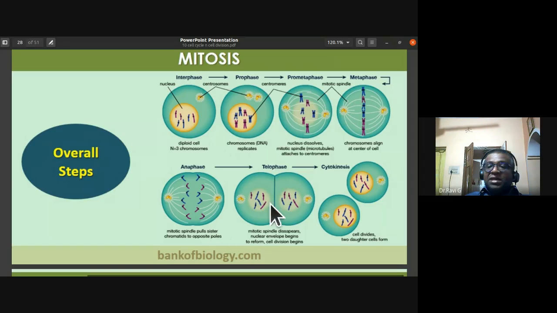Then there is cytokinesis after karyokinesis, where there is reappearance of the nuclear envelope, nucleolus, endoplasmic reticulum, and Golgi apparatus. There is formation of cross walls, and they separate to form two daughter cells. Both will have the same chromosome number as the parent cell. That is the reason we call mitotic cell division equational cell division. So you have to remember that. These are the overall steps of mitotic cell division.